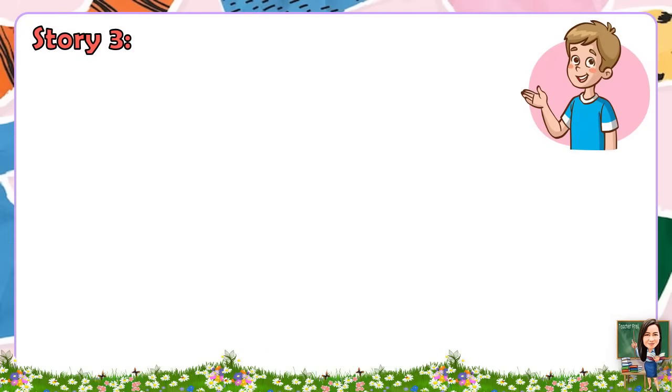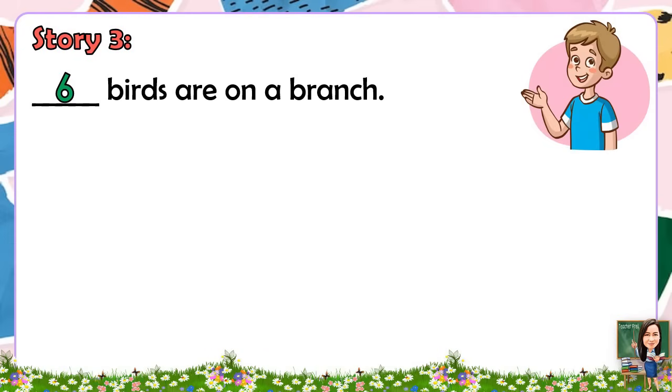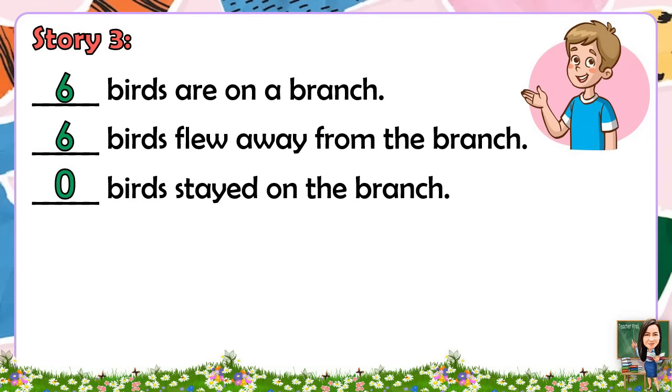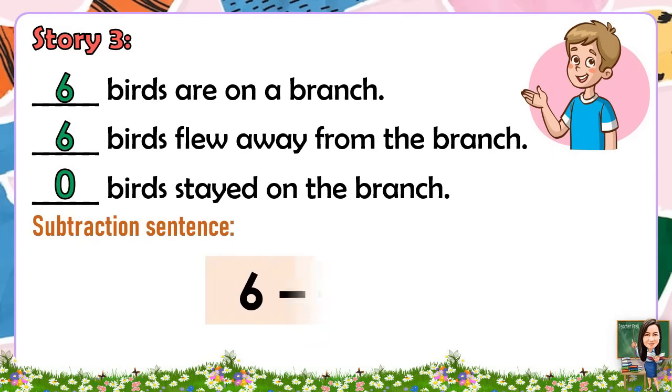And for story number 3, 6 birds are on a branch. 6 birds flew away from the branch. Therefore, 0 birds stayed on the branch. Here is the subtraction sentence. 6 minus 6 equals 0.